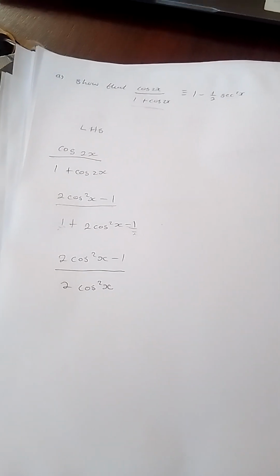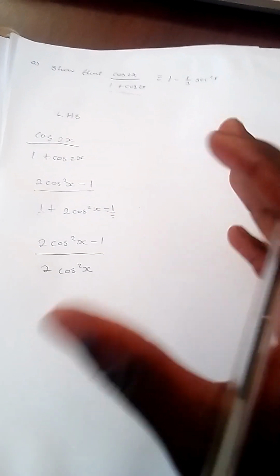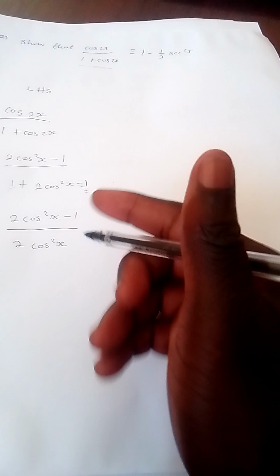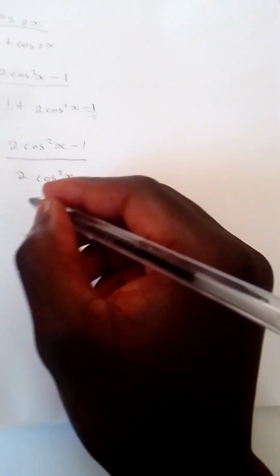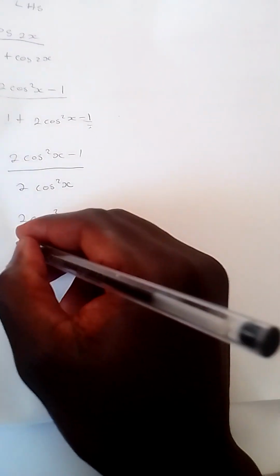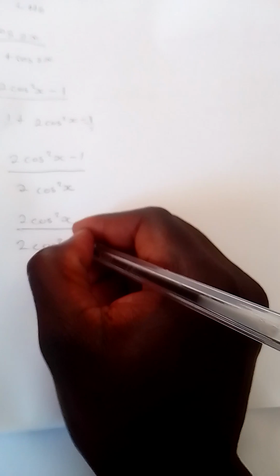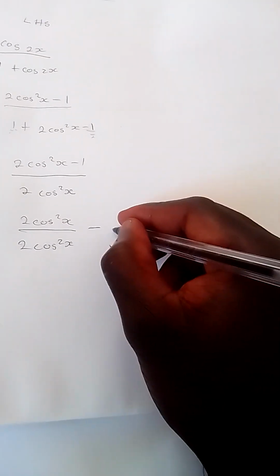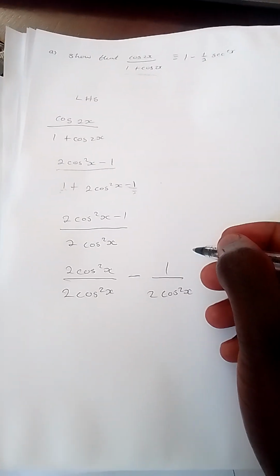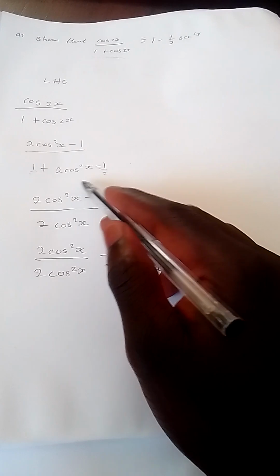Now at this point, remember that these are two fractions that we've combined together, written in a single fraction altogether. We can still separate this. So how do we separate it? We're going to say 2 cos x over 2 cos x minus 1 over 2 cos square x, isn't it? This is similar to this one altogether.